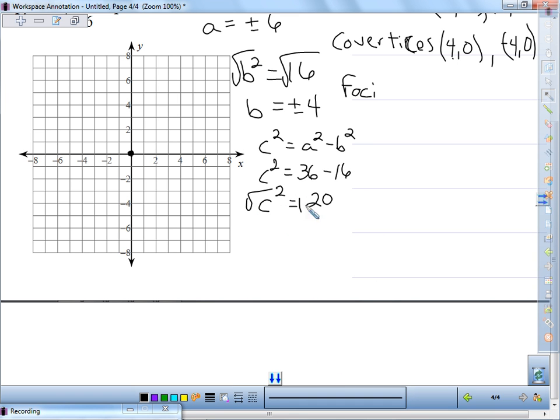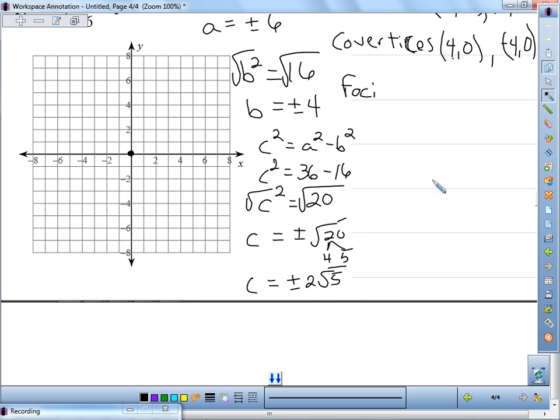We're going to take the square root of both sides. Now 20 will break apart a little bit for us. That would be 4 and 5. So I can take the square root of 4 and get 2. So I end up with 2 square root of 5, plus or minus, is equal to our c value. If you can come up with this, good. We can do some review of radicals later if we need to. But for right now, that's our c value.